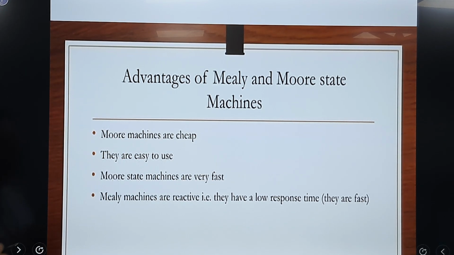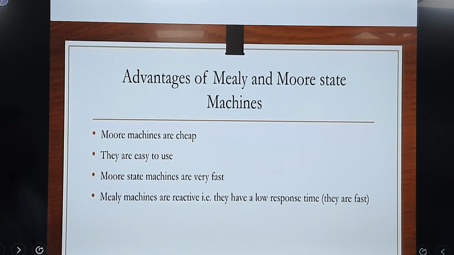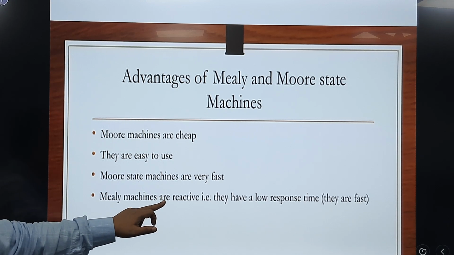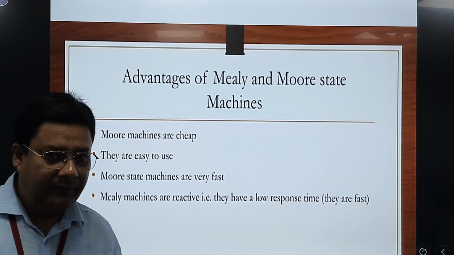What is the advantage? Moore machines are cheap. They are easy to use. Moore state machines are very fast. Mealy machines are reactive. If they have a low response time, they are fast.